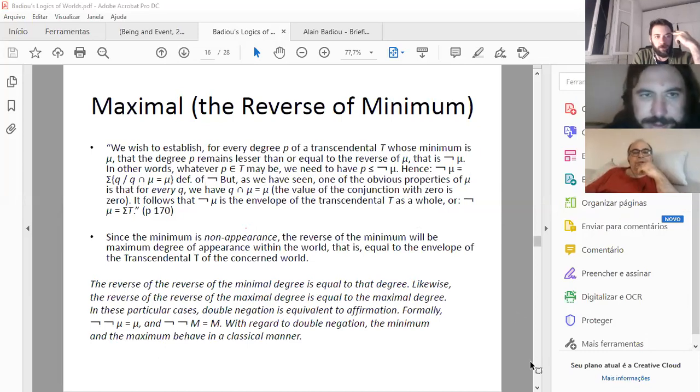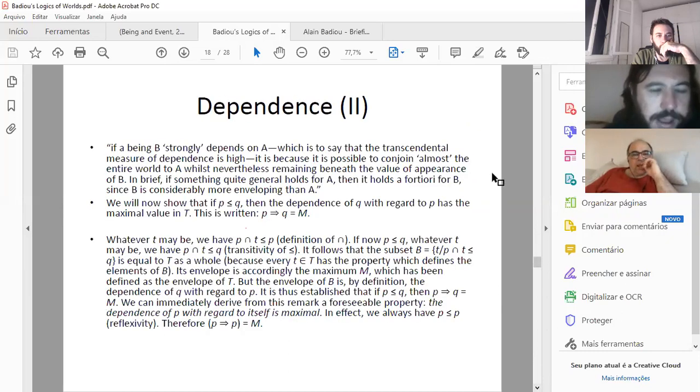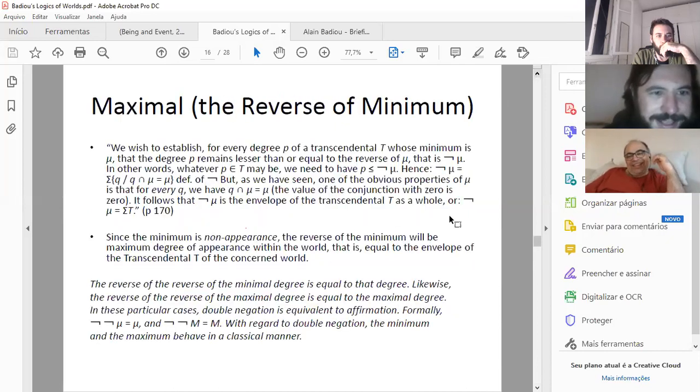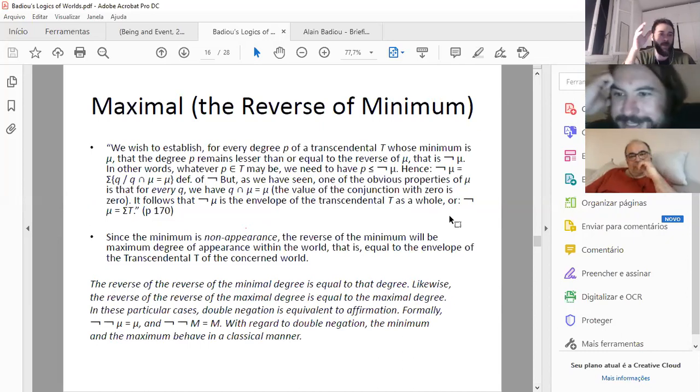Let's go through this. No, this is the end. No dependency. Yes. Oh my God. Okay. We didn't discuss the maximum. For every degree. Sorry? Yeah, the maximum.